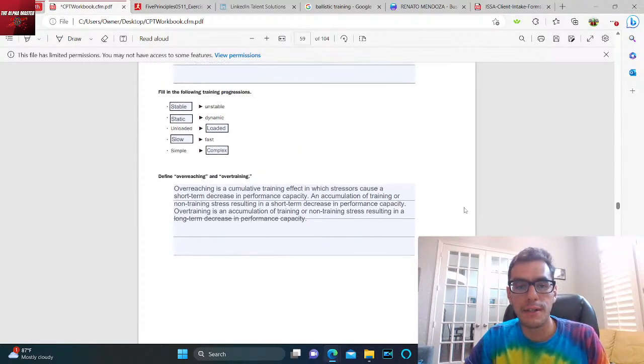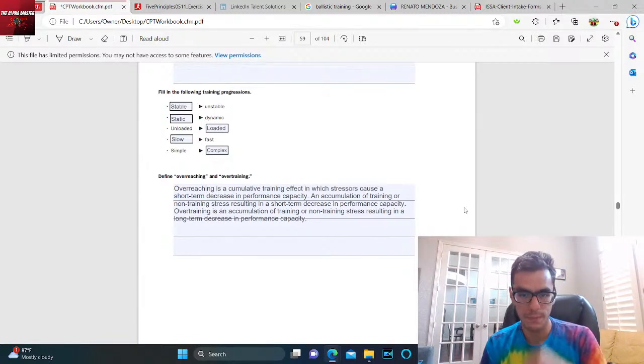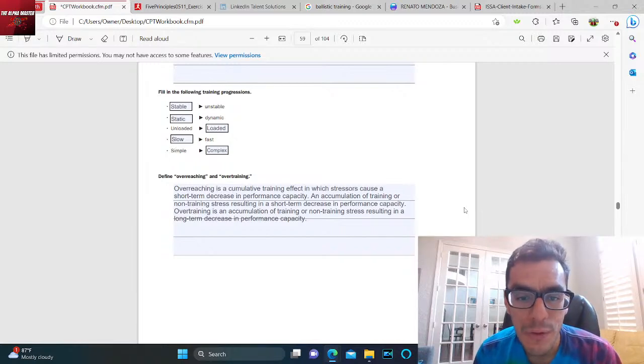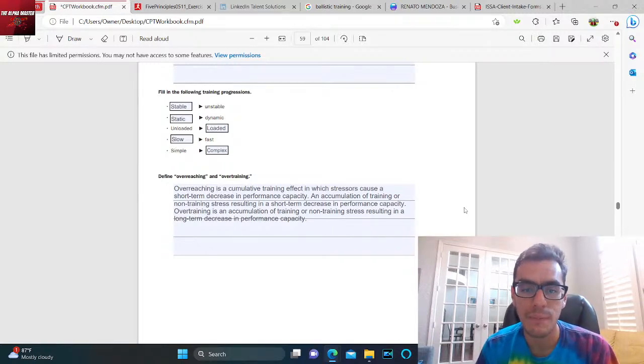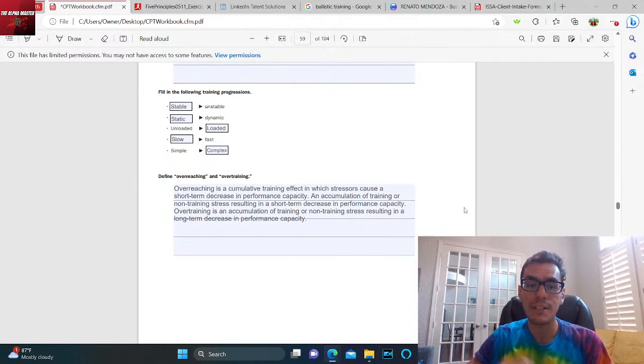Define overreaching and overtraining. Overreaching is a cumulative training effect in which a stressor causes a short-term decrease in performance capacity, an accumulation of training or non-training stress resulting in a short-term decrease in performance capacity. But overtraining is an accumulation of training or non-training stress resulting in a long-term decrease in performance capacity. So overreaching is a short-term decrease in performance capacity. Overtraining is a long-term decrease in performance capacity.